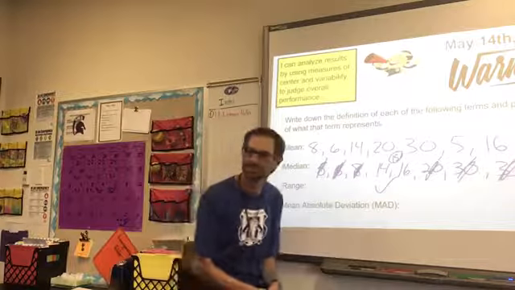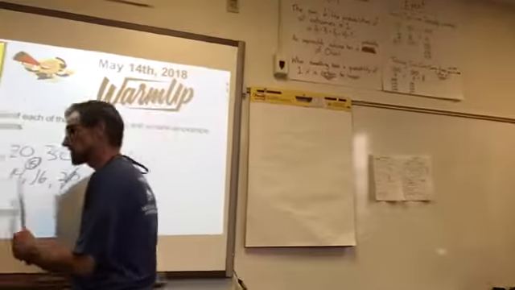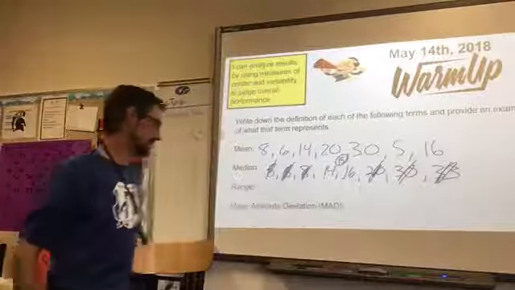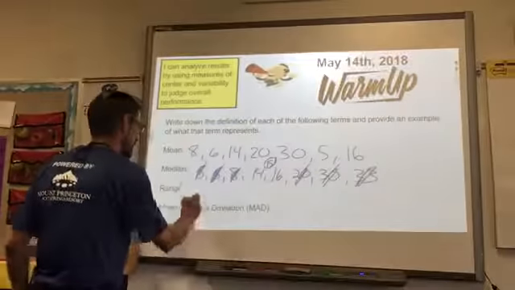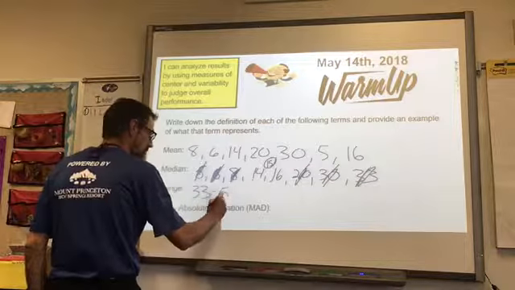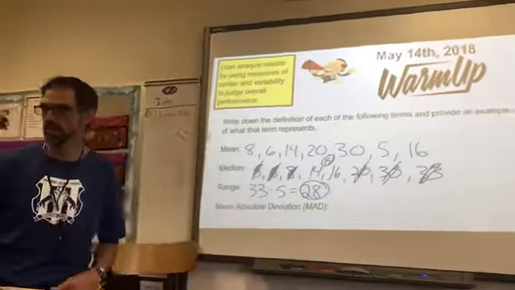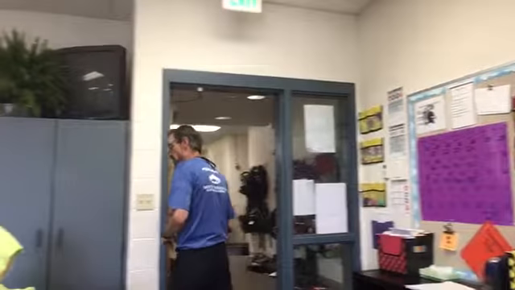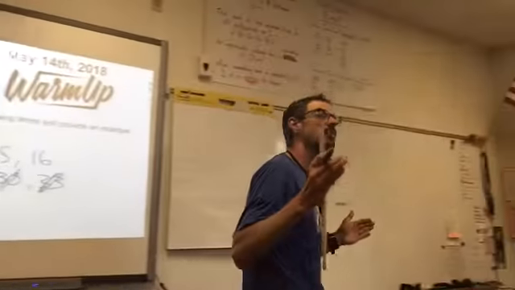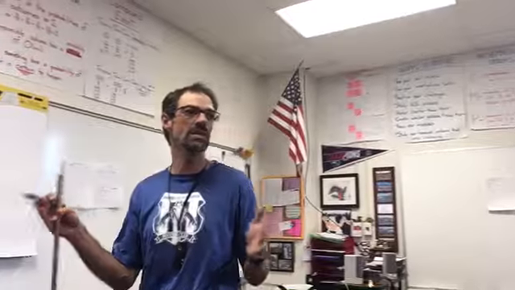Range. What's range? My range, this is a good one, for this data set right here: 33 is my biggest, my smallest is 5, I go 33 minus 5, that's my range, 28. It is my largest minus my smallest. It's telling me how far apart my largest and smallest numbers are.